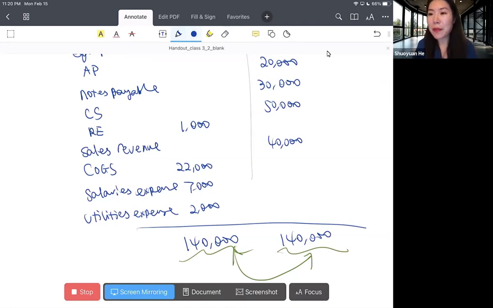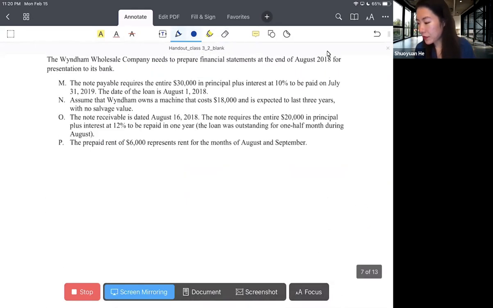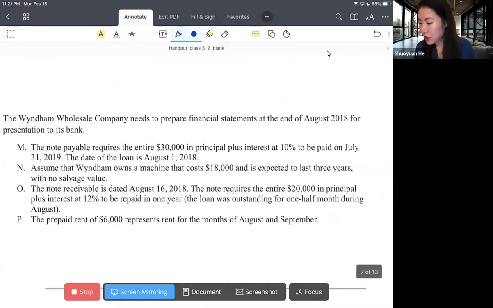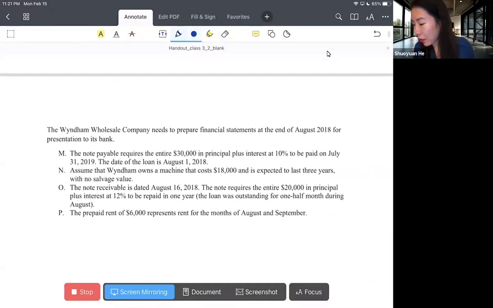So we have talked about the unadjusted trial balance. The next step is the adjusting entries. So the notes payable requires the entire 30,000 in principal plus interest at 10% to be paid on July 31st, 2019. The date of the loan is August 1st, 2018.